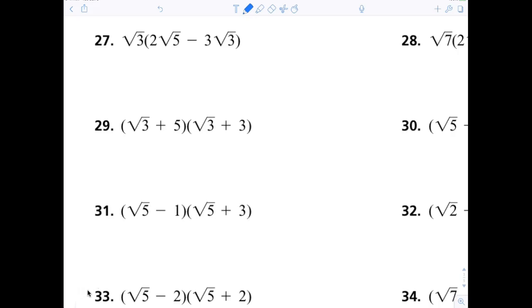Somebody tell me the answer. Go. Good for you. 2 radical 15 minus what? How's it feel? Good. Easy. I'm telling you, pay attention. Listen, it's very easy. Follow directions.